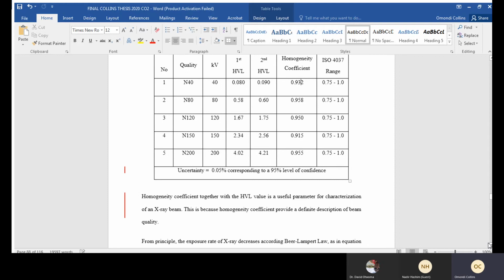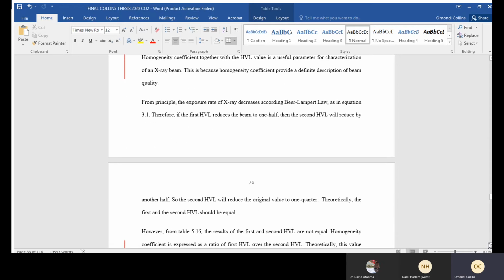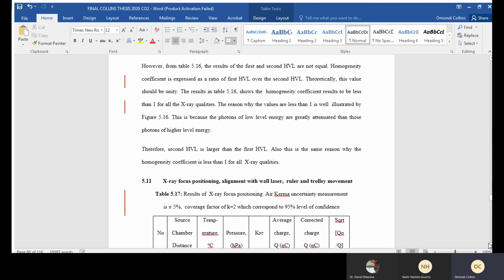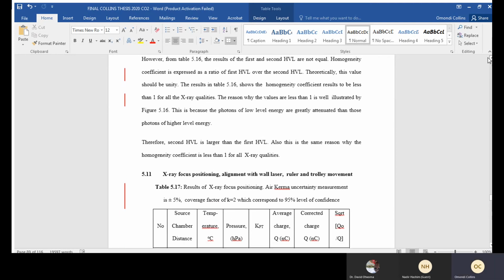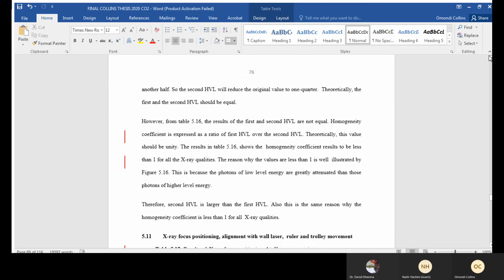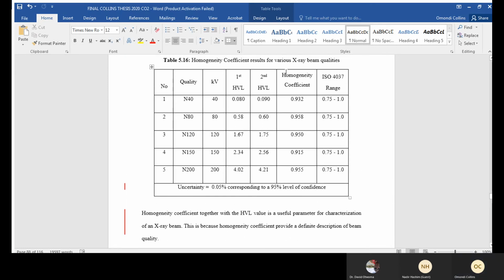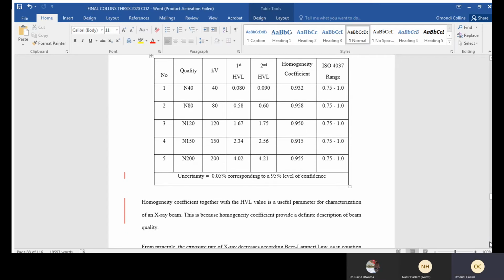I plotted this. No, I didn't plot, but these are the final results for the homogeneity coefficient in comparison to ISO 4037. So do I continue?